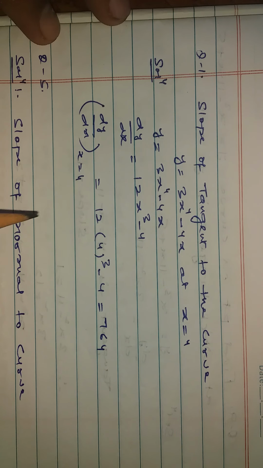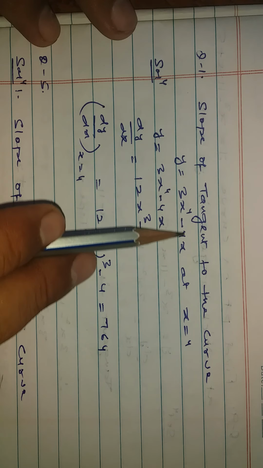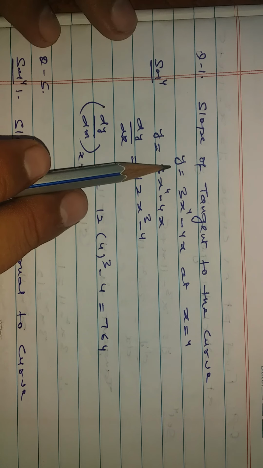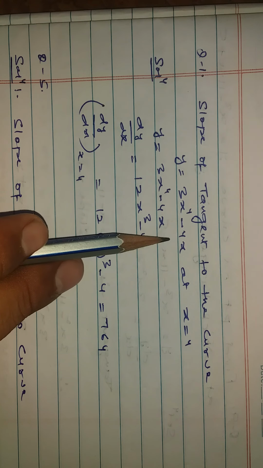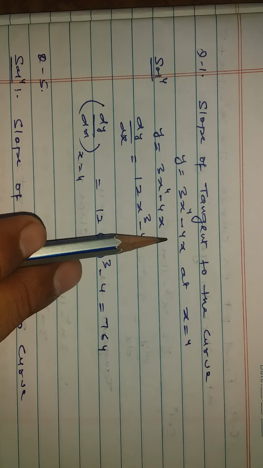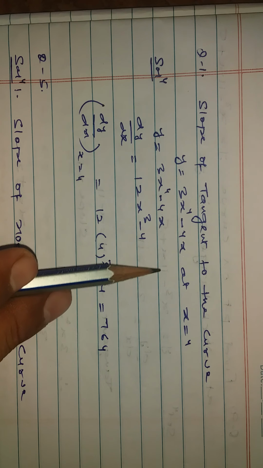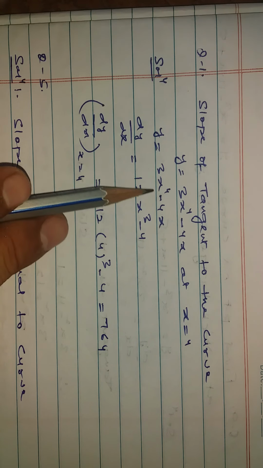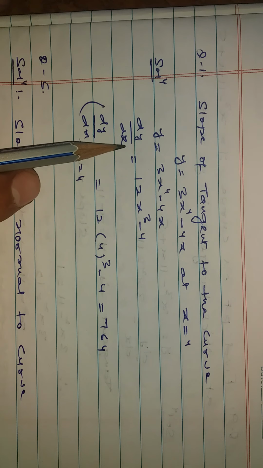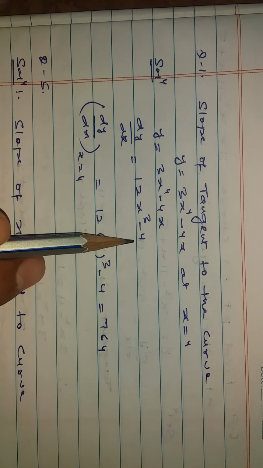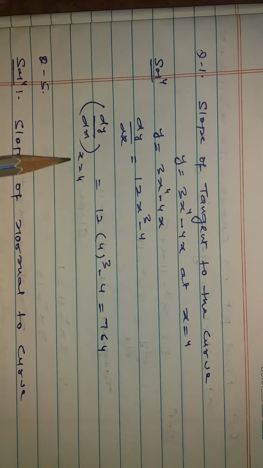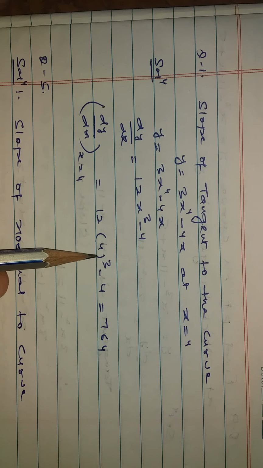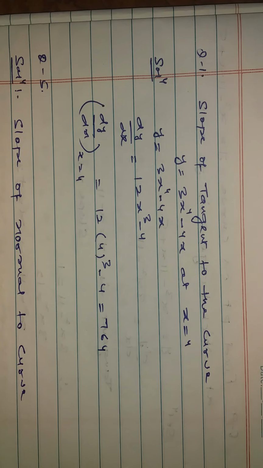Now we will do some questions. We have to find the slope of the tangent. The curve is y is equal to 3x raised to power 4 minus 4x at x is equal to 4. Now y is given as 3x to the 4 minus 4x. So dy by dx will be 12x cube minus 4. At 4 we have to check, so put x is equal to 4. The answer will be 764.